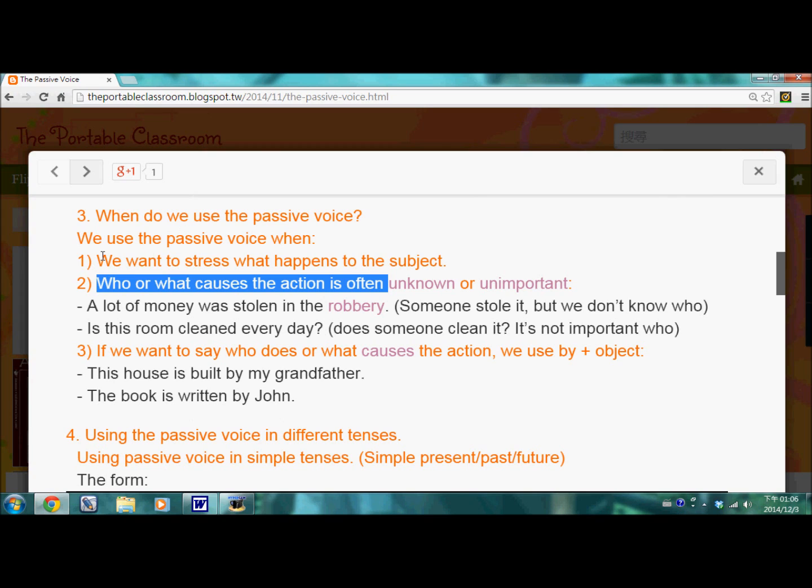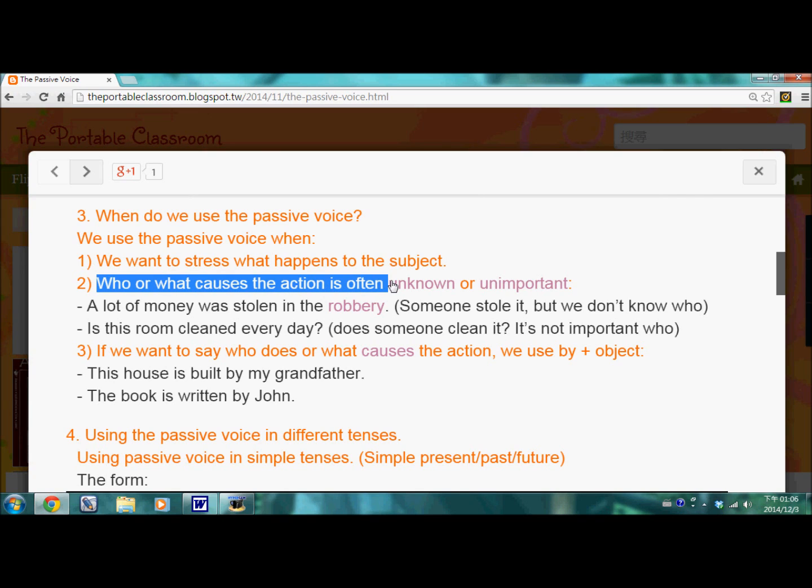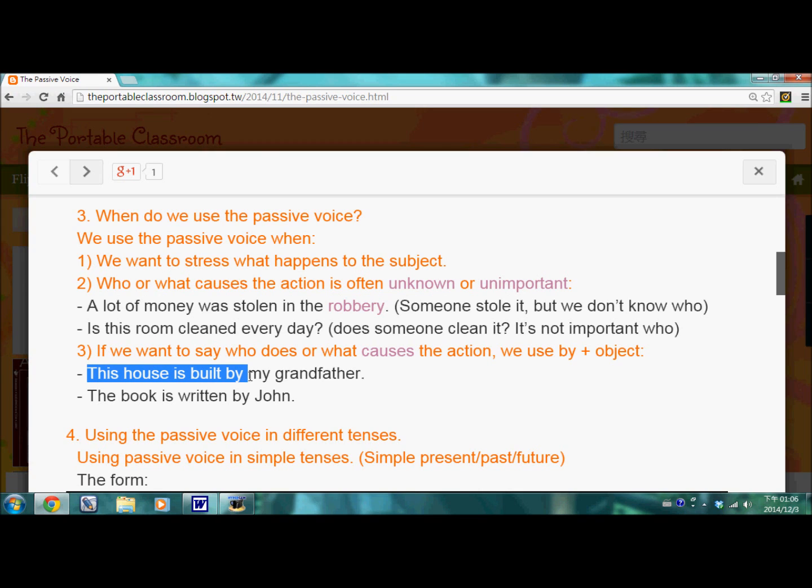We use the passive voice, number one, when we want to stress what happens to the subject. Number two, who or what causes the action is often unknown or unimportant. Number three, if we want to say who does or what causes the action, we use by with an object, like this example. This house is built by my grandfather. It actually means my grandfather builds this house in active voice.